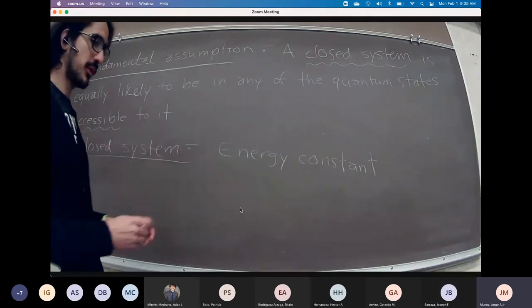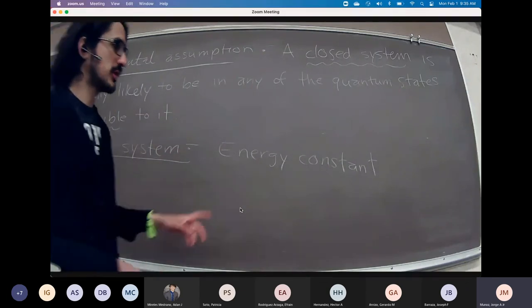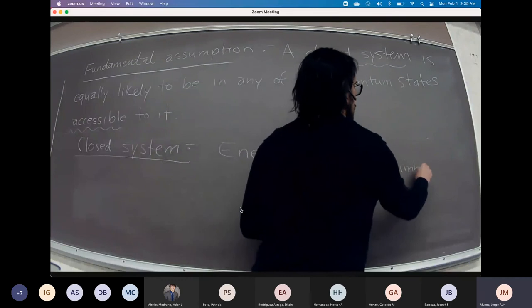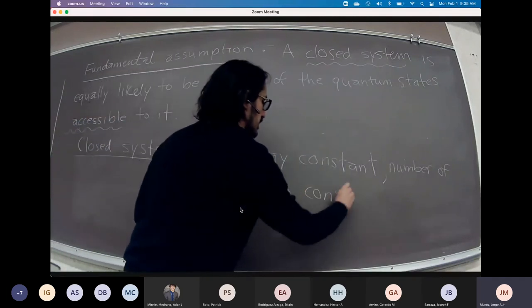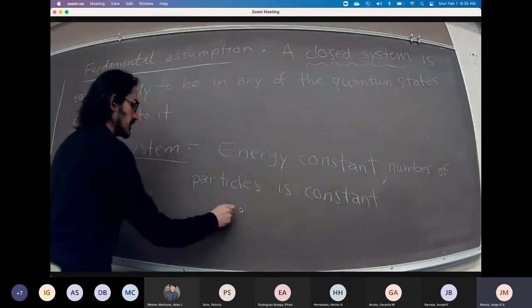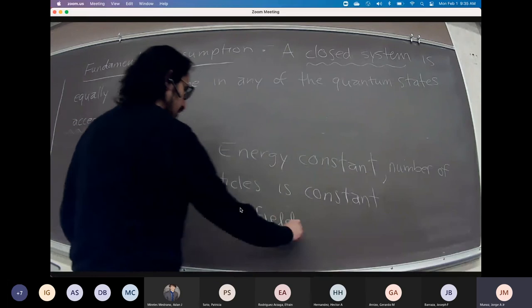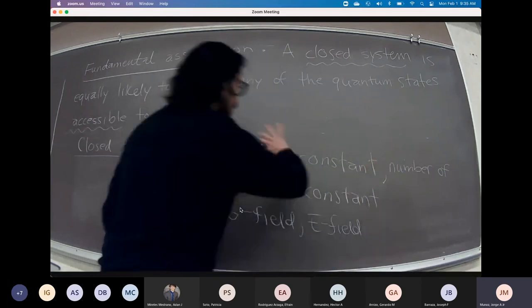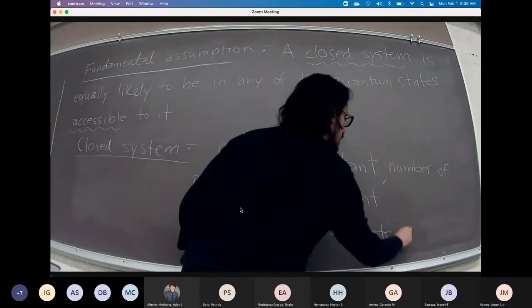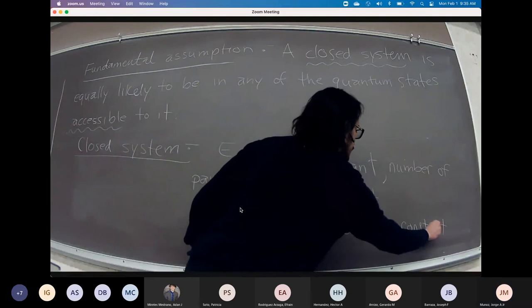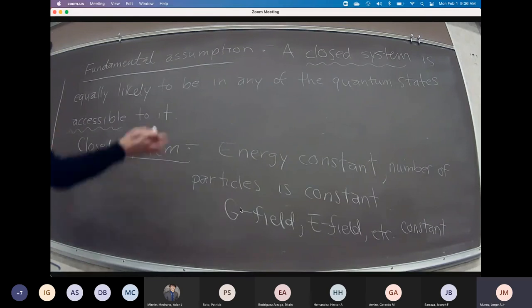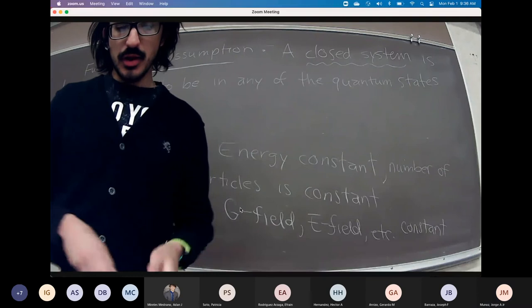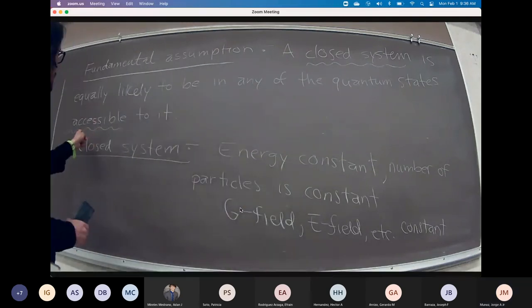Okay. But you know, in general, you should think just like this thing that is completely isolated, right? Energy is constant, number of particles is constant. And also, you know, like the gravitational field, the electric field, anything that might change the energy has to be constant. So the whole environment might be a closed system, for example. Okay, so now accessible.